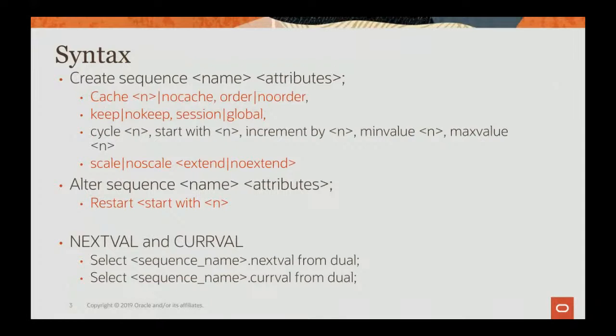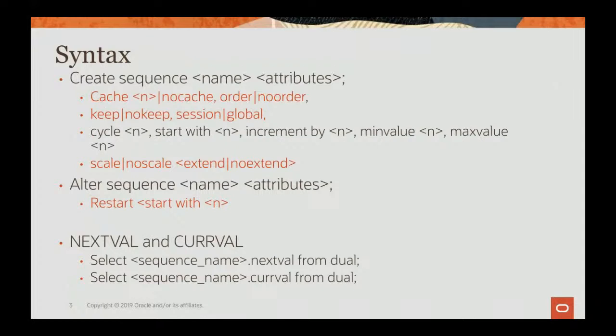The alter sequence DDL is very similar to the create sequence. It pretty much takes about the same attributes as the create sequence DDL. One exception is the restart. All of the attributes that are shown in red are the ones that we're going to look at in slightly more detail in the following slides. They're either less used, like keep, session, etc., or they're really important, like the cache and order attributes, because they're on the critical path of performance.